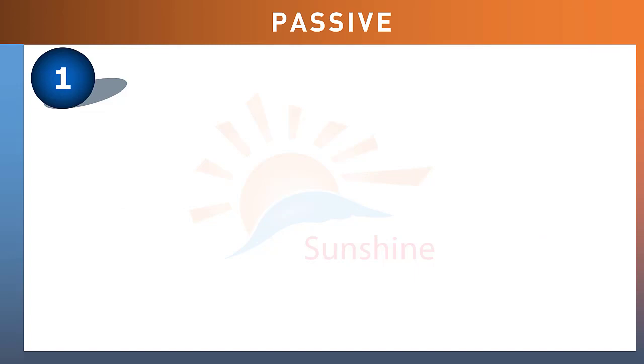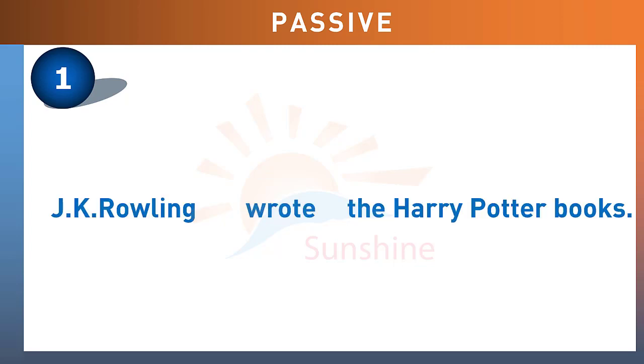So let's look at how we form the passive voice. We will take an example sentence in the active voice. J.K. Rowling wrote the Harry Potter books. Now let's look at how we change this sentence to the passive voice. There are 5 steps to do this.